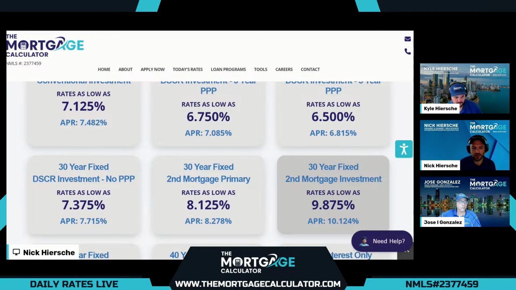And same thing for our investors out there. So you can get cash out of an investment property. HELOCs are very rare for an investment property anyway, and we can use bank statements and similar. So amazing options here. Rates as low as 9.875, final APR 10.124 to get cash out of an investment property. So those are some amazing options.